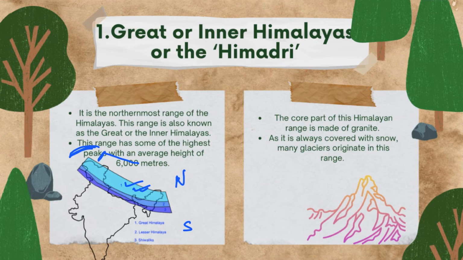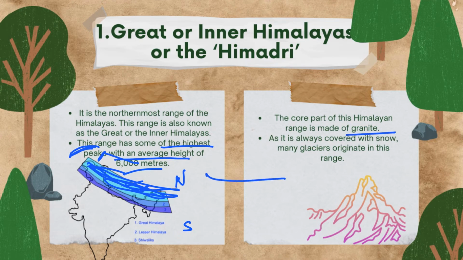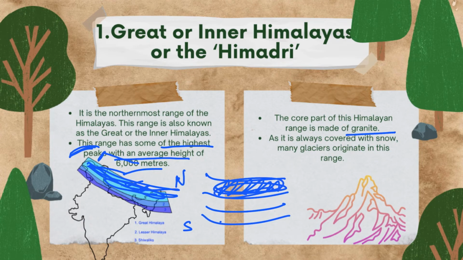These ranges have the highest peaks, with an average height of 6,000 meters. That means the upper one, the first part we are talking about. This part of the Himalaya is made of granite. If we divide the Himalaya into three parts, the upper part is made up of granite. Definitely, being the upper part, it is covered with snow throughout the year. And the advantage is that many big rivers originate from this region.